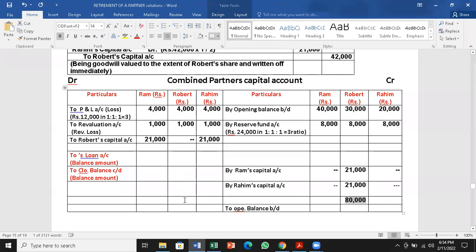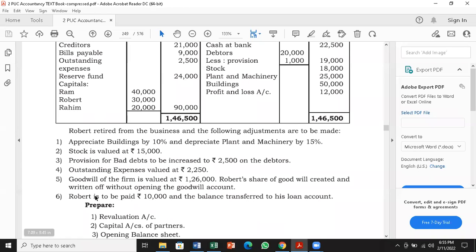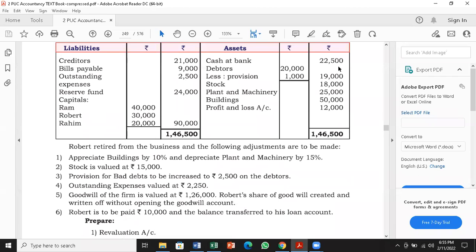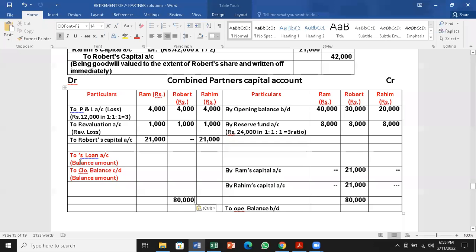I'll take that to the debit side, 80,000. So out of 80,000, remember the adjustment given, Robert is to be paid 10,000 rupees first. So we have to see, do we have cash in the business? So we have cash at bank 22,500. Out of 22,500, 10,000 will go to Robert now. The remaining will be continuing in the business.